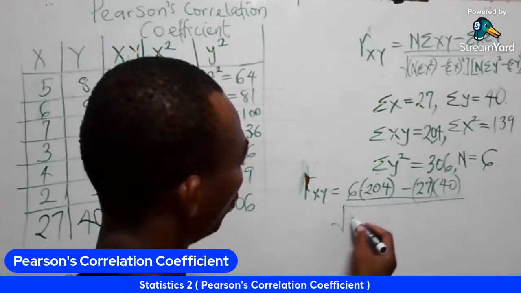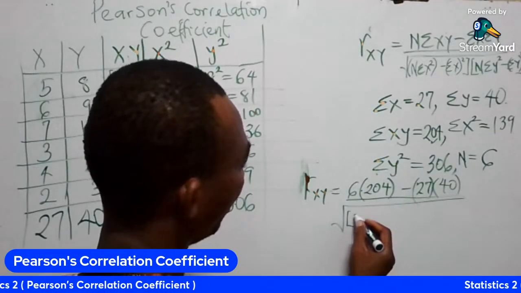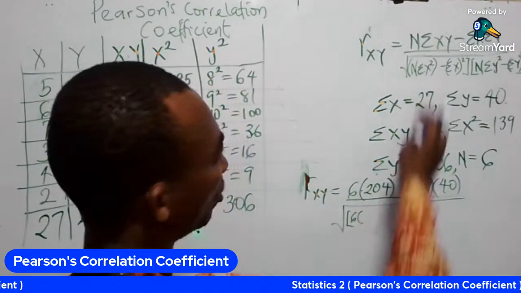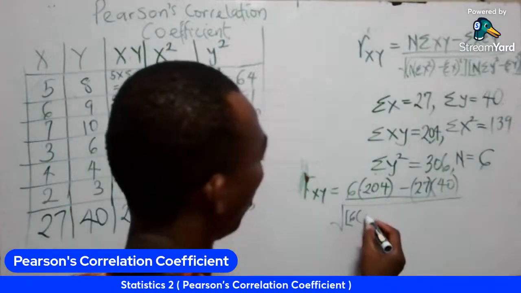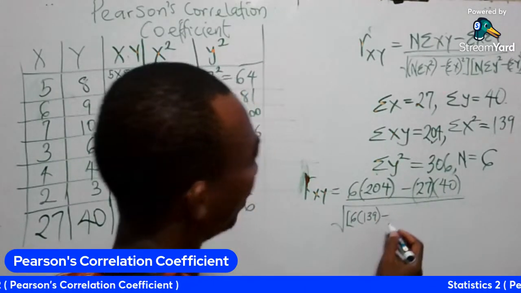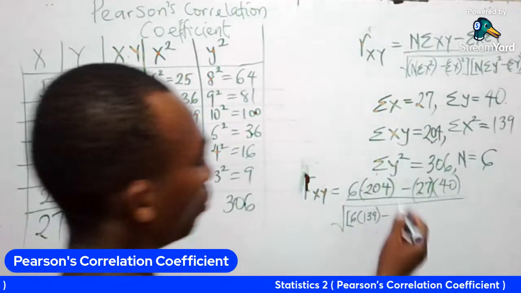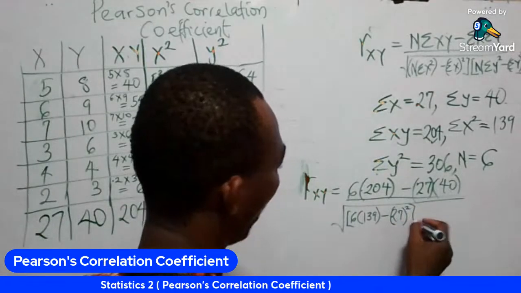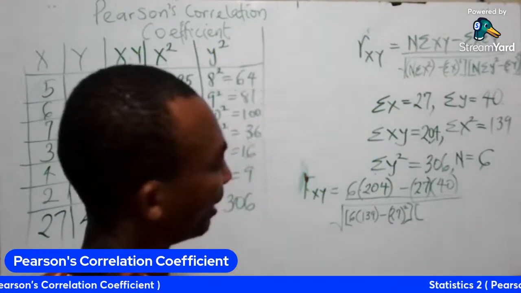So the first thing to do here is n. Don't forget there is a bracket here. Your n is 6 multiplied by summation x square. Summation x square, that's 139. Put that in the bracket. Minus summation x, which is 27, and you square that one. Put that one into bracket. Then just put this one into the bracket again.